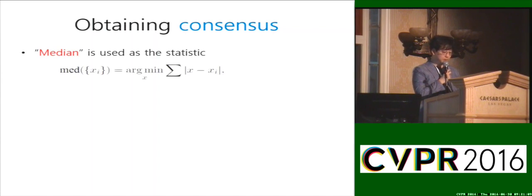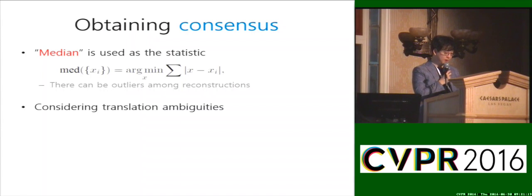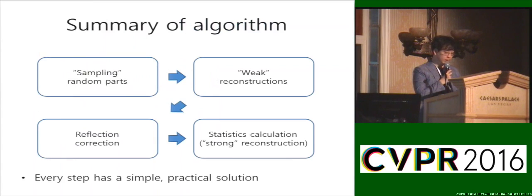For each trajectory, we apply a median operation on it. The reason we use the median is because we might have erroneous translation ambiguities between different groups, so we prefer a normalization procedure. So as a summary, sampling, weak reconstruction, reflection correction and strong reconstruction is a simple problem with a practical solution.